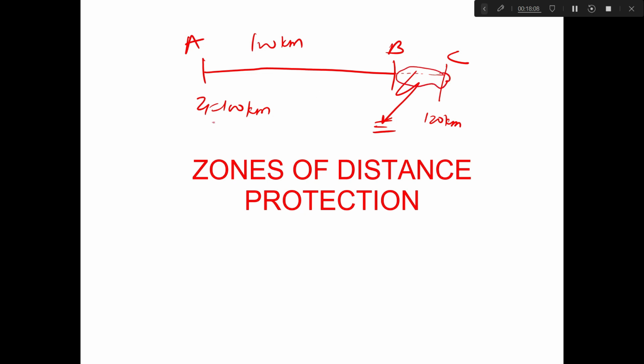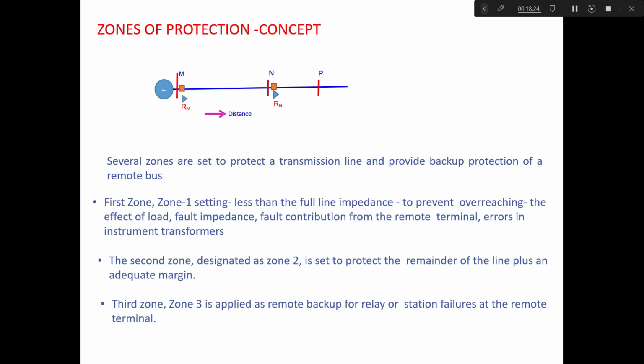So the maximum possible setting of zone 1 can be 80% only, because if you set 80%, then even if all the errors contribute 20%, it might reach only up to the remote bus. Now we will discuss all these factors.